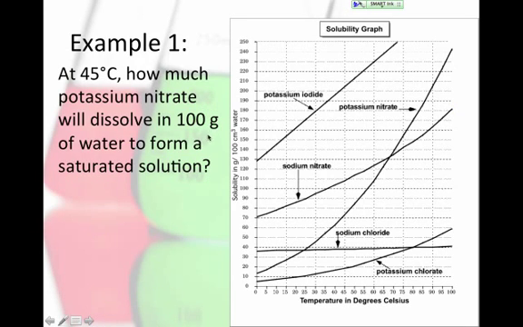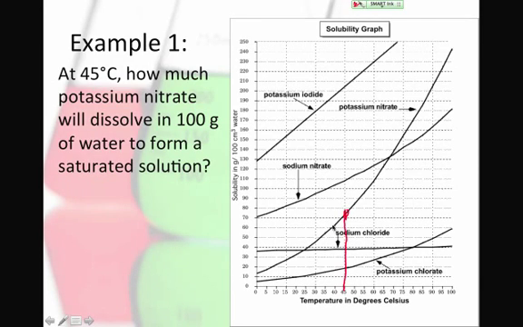If I'm at 45 degrees, how much potassium nitrate will dissolve in 100 grams of water to form a saturated solution? So let's find 45 degrees Celsius. And here's my potassium nitrate line. So now I've got to read across. It's a little bit less than halfway between 70 and 80. So I'm going to estimate that to be about 73 grams of potassium nitrate will dissolve at 45 degrees Celsius.